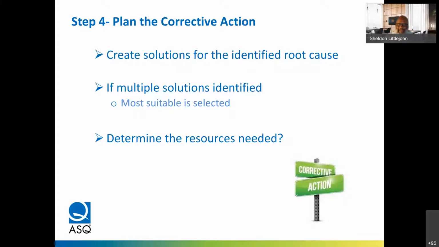And might I say here that the corrective action, in itself, is the controls that we implement to address the root cause. And this is to ensure or to reduce the probability of a likelihood of recurrence.